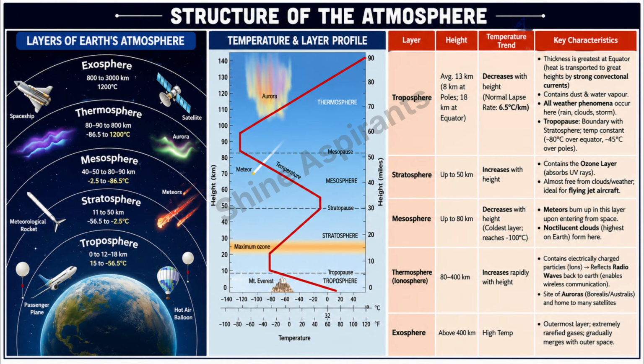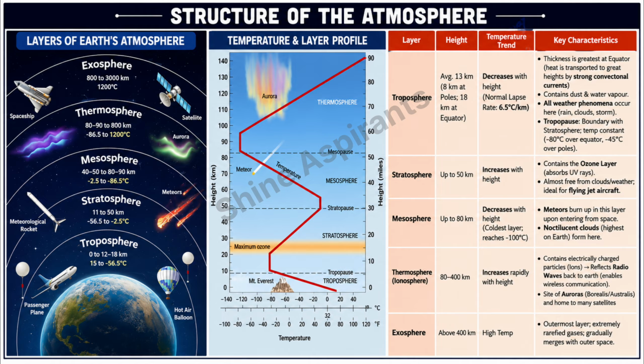Structure of the atmosphere. The atmosphere is divided into 5 distinct layers based on temperature trends. Let's go through each one carefully. Layer 1, Troposphere. Height, average 13 kilometers, 8 kilometers at poles, 18 kilometers at equator. Temperature trend decreases with height at the normal lapse rate of 6.5 degrees Celsius per kilometer.